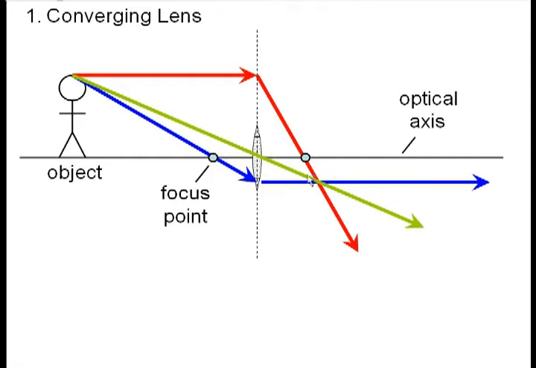Now these light rays all converge. That means we're going to get a real image, and you can see that this image is going to be smaller and inverted.